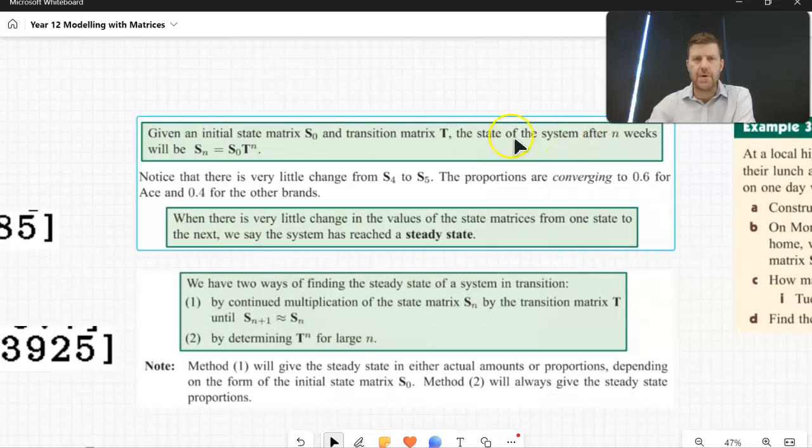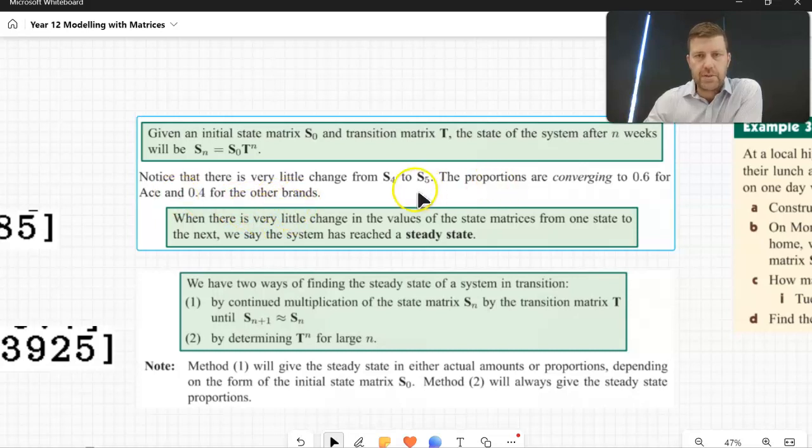So we've just gone through this first part here. Given an initial state matrix of S0 and a transition matrix T, multiplying them together, the state of the system after any number of weeks, let's say n weeks, is represented by the equation Sn equals the initial state matrix multiplied by the transition matrix to the power of n. Okay, so like we said, after 5 weeks, we're just putting in T to the power of 5 to find out what the state of the market in this example will be after 5 weeks.